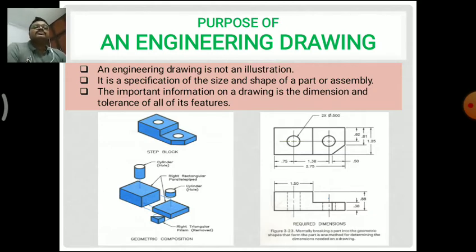But when it comes to the Bajaj or any other Hero or Honda, it comes to 12 liters capacity or more than that. So based on the capacity and based on the design, the specification of the size and shape will change. Next, the most important information used on the drawing is the dimensions and tolerances of all its features.